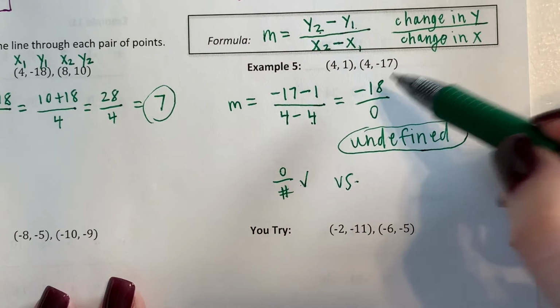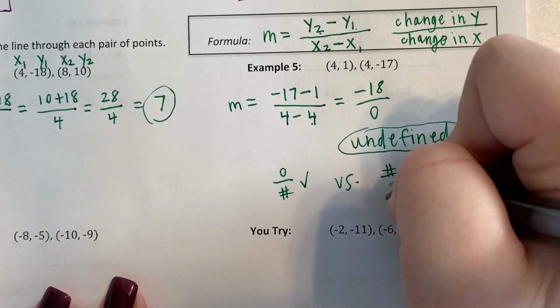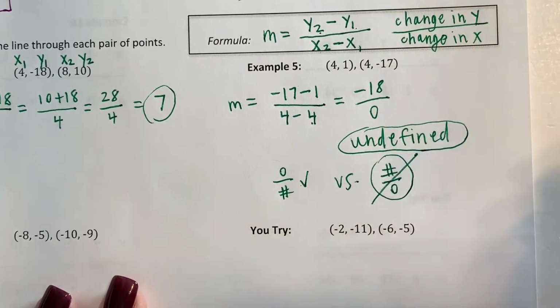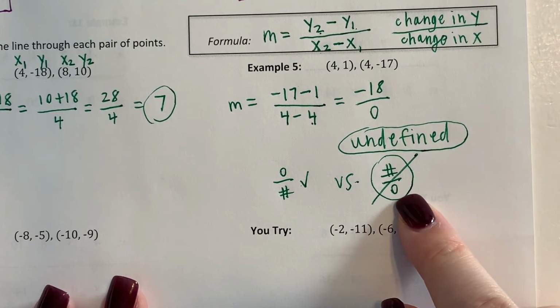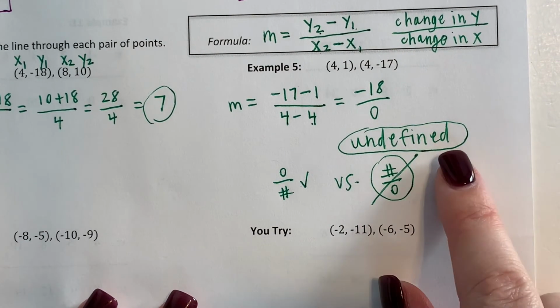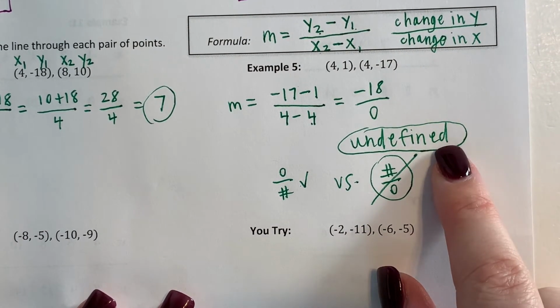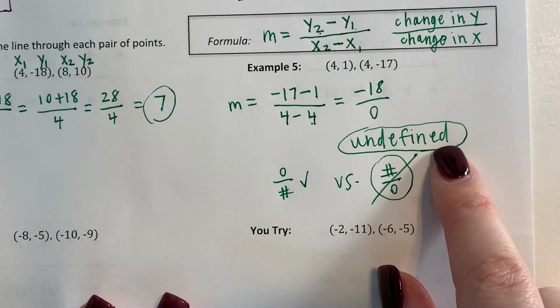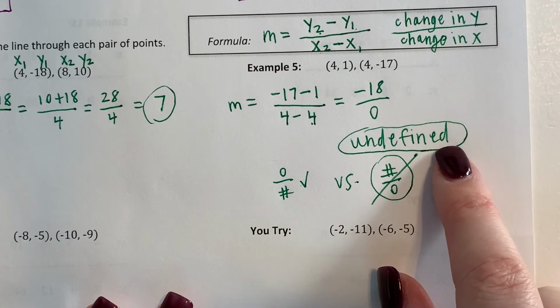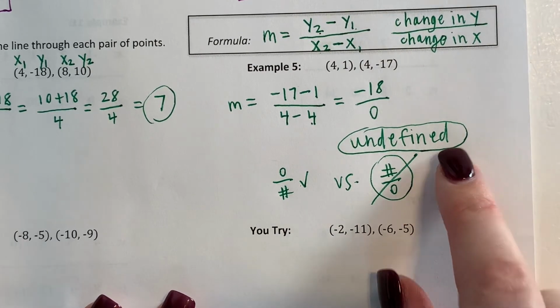Versus what we see here is a number divided by 0. That can never happen. You can never do a number divided by 0. It's an error. It's illegal. It is undefined. So your answer for this slope is undefined. And we will talk more about this in another video.